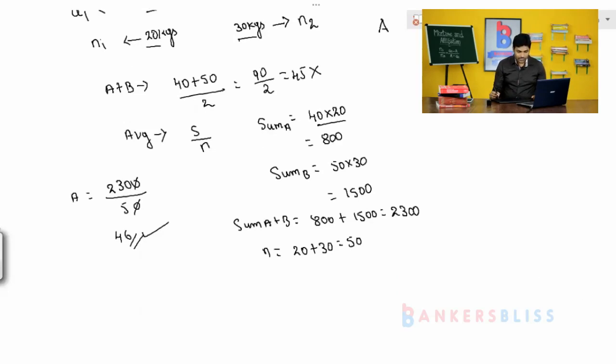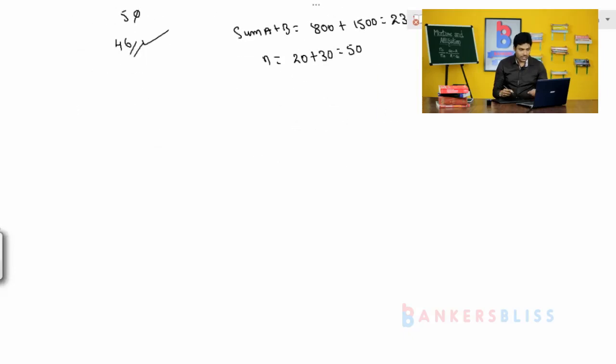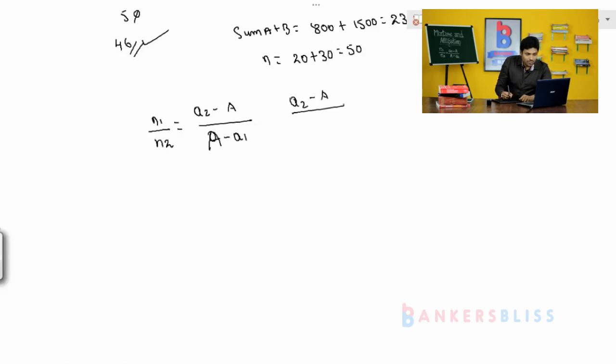The formula says, see here, N1 by N2 is equal to A2 minus A by A minus A1. Okay, so A2 minus A by A minus A1. So this is the formula, what it says.